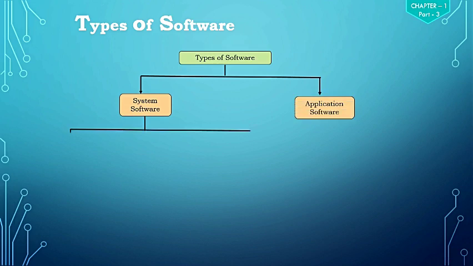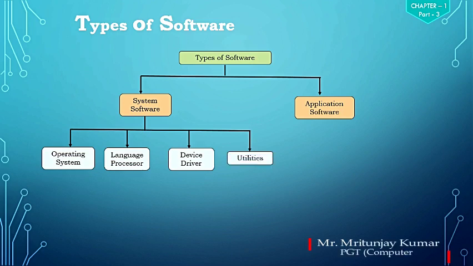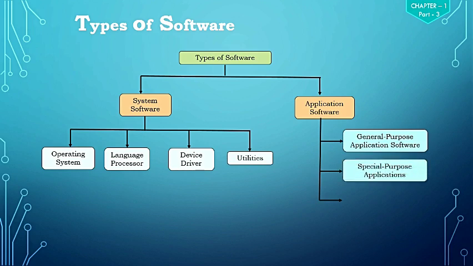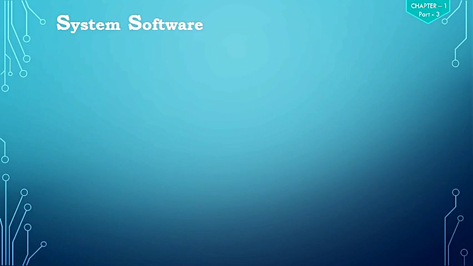System software is again categorized into four types. The first is operating system, second is language processor, third is device driver, and fourth is utilities. Similarly, this application software is further categorized into three types, that is general purpose application software, special purpose application software, and number three, customized software. Now moving to the next, we will start with system software.